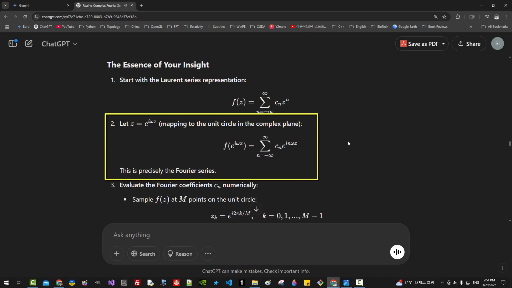2. Let z = e^{iωx}, mapping x to the unit circle in the complex plane. Then f(e^{iωx}) = sum over n from -∞ to ∞ of c_n e^{inωx}. This is precisely the Fourier series.